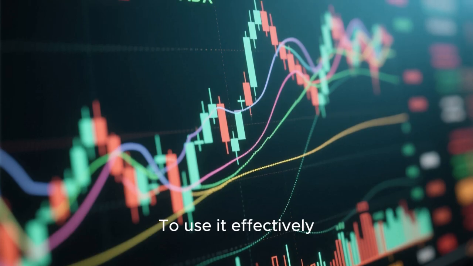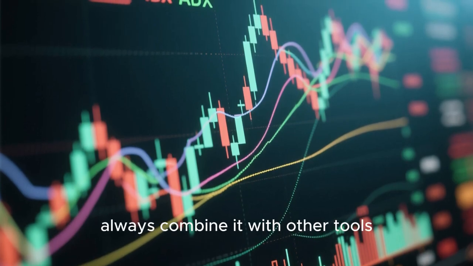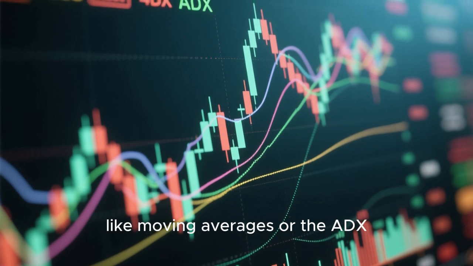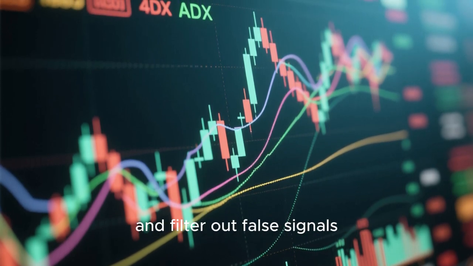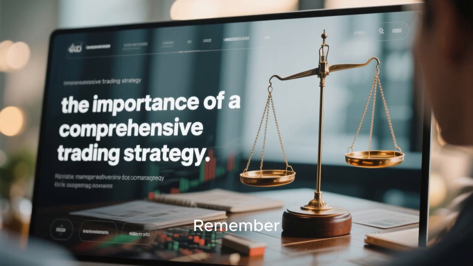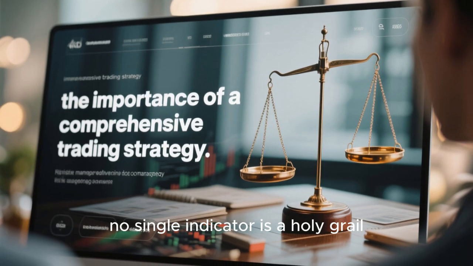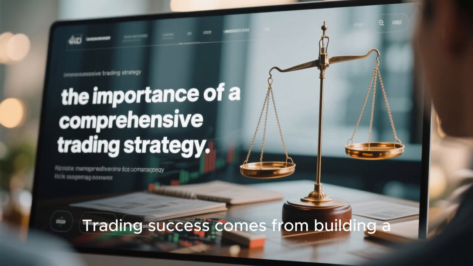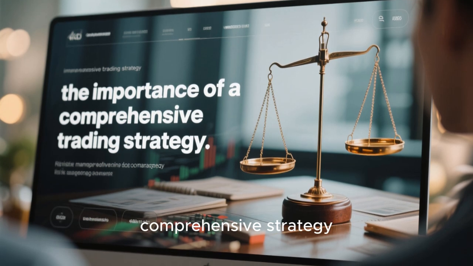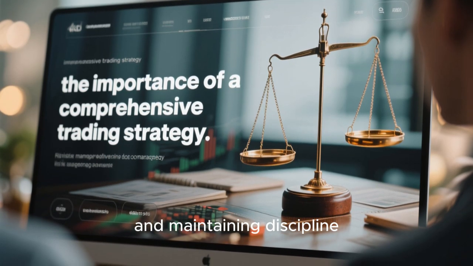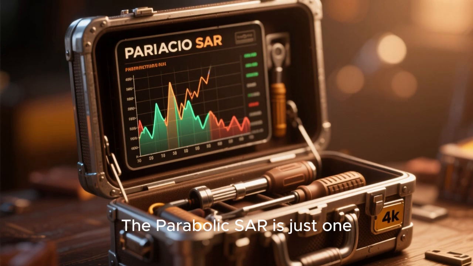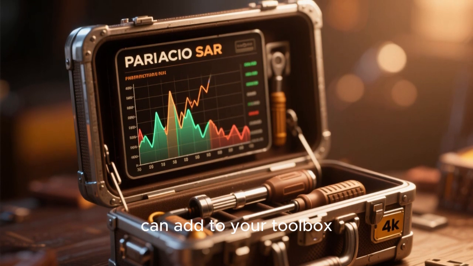To use it effectively, always combine it with other tools, like moving averages or the ADX, to confirm the trend strength and filter out false signals. Remember, no single indicator is a holy grail. Trading success comes from building a comprehensive strategy, managing risk, and maintaining discipline. The parabolic SAR is just one excellent tool you can add to your toolbox.